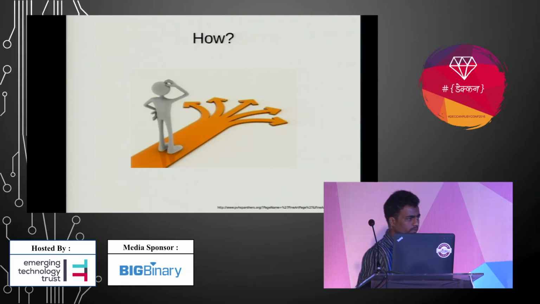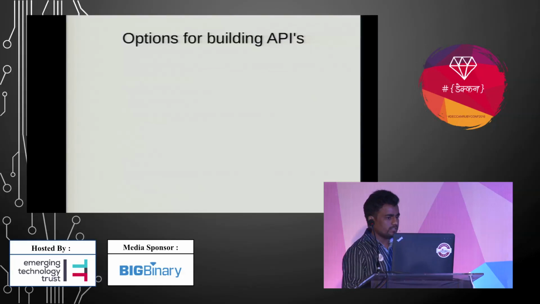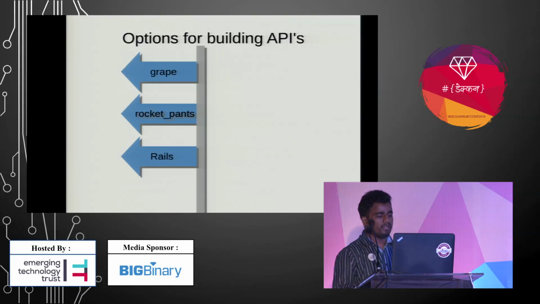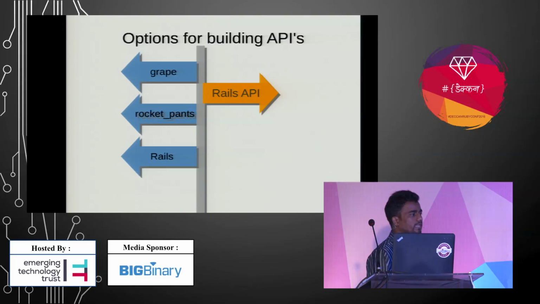So how to develop APIs? In Rails, there are various options for building APIs. The first two options that come to our minds are Grape gem and Rocket Pants gems. But both these gems have legacy code, and they have their own DSL, or you can say own rules for building APIs. And the third option is with Rails, with structured controllers and namespaced routes. And the fourth one and the highly recommended one is Rails API gem.